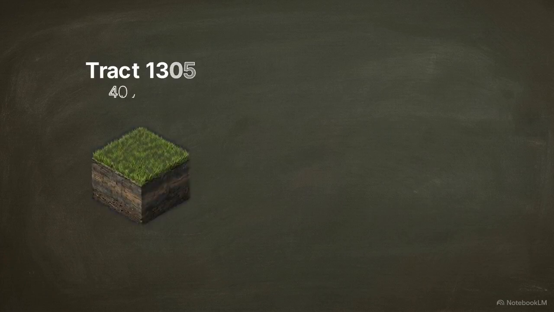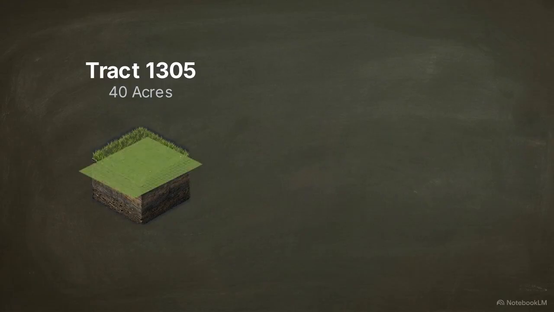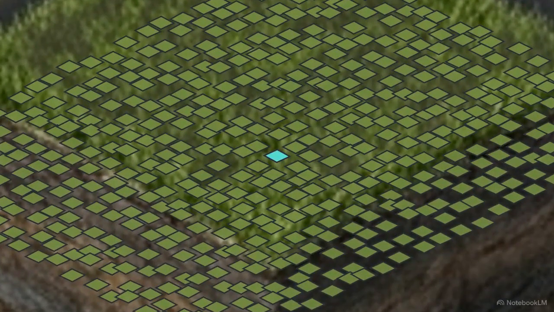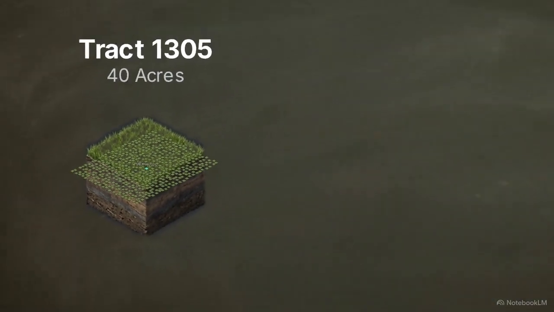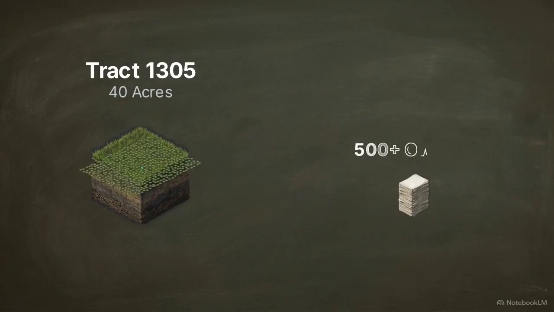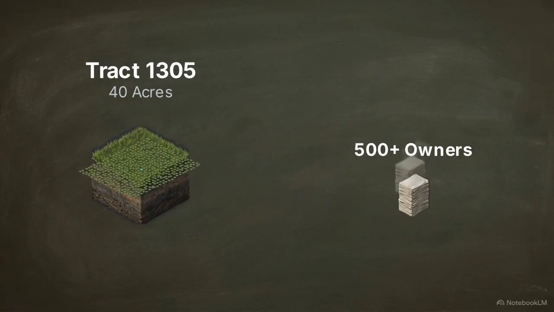Tract 1305 is a standard 40-acre plot of land with a legal complication. It has over 500 owners. For those holding the smallest ownership stake in this property, their share represents 1/9 millionth of the total acreage. Managing a property with 500 owners creates a significant administrative burden.